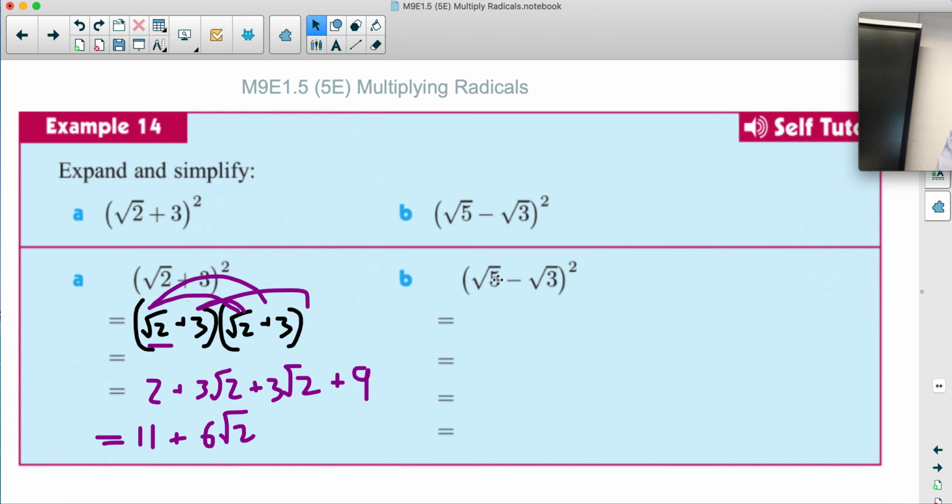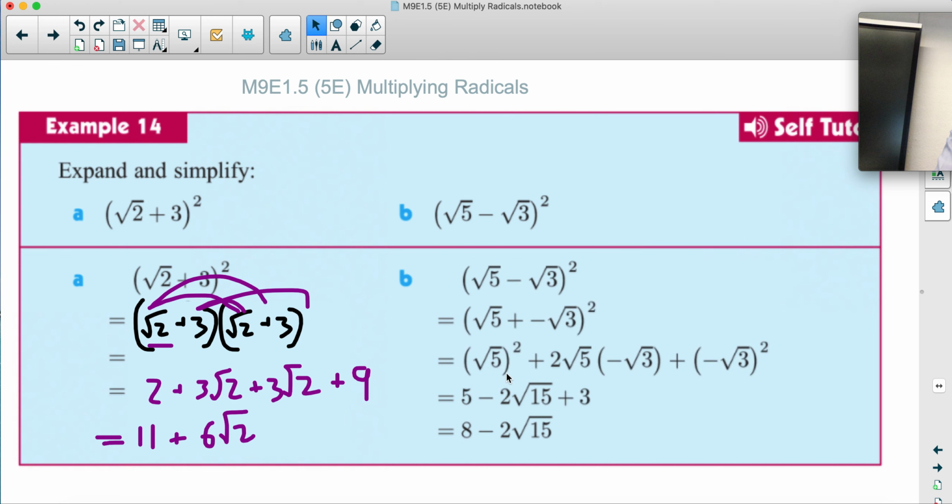Play the same game with this one. Make sure you can get 8 minus 2 root 15's. Ugh, 2 root 15's. That's horrible. You'll be fine.